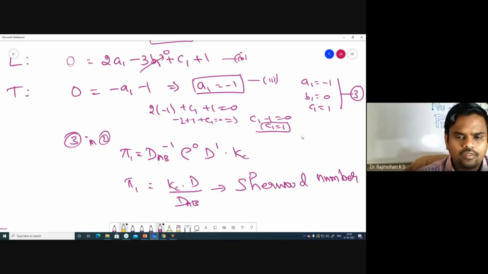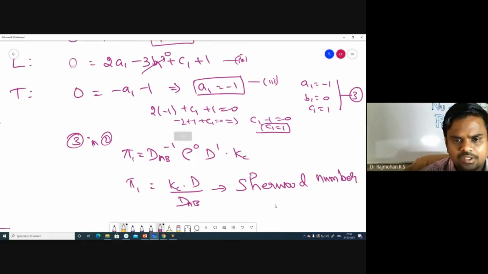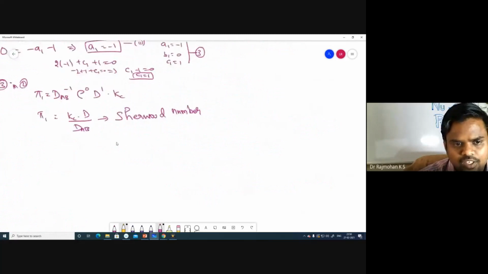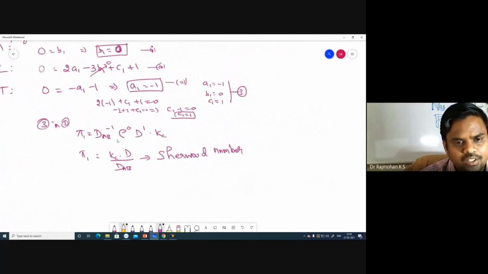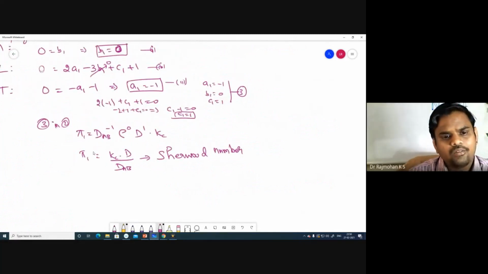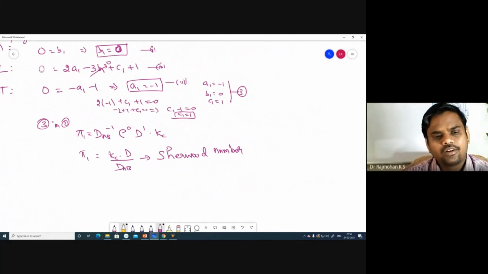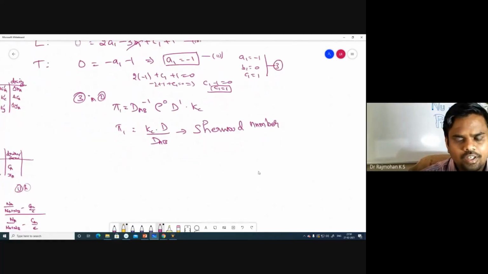Okay, so we got one dimensionless number directly. Even if you don't get it directly, because we assume some other repeating parameters, we can always multiply or divide several pi groups to get our desired pi group. So this is a defined pi group, the Sherwood number for mass transfer.